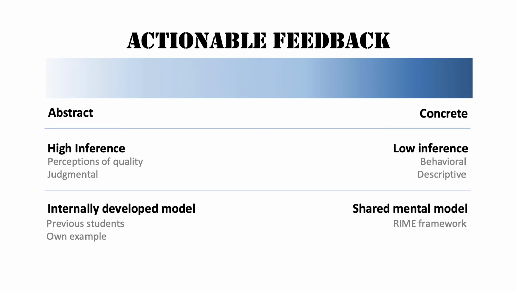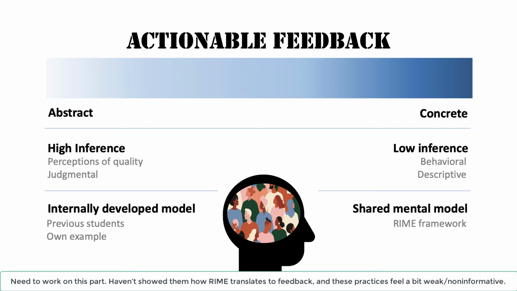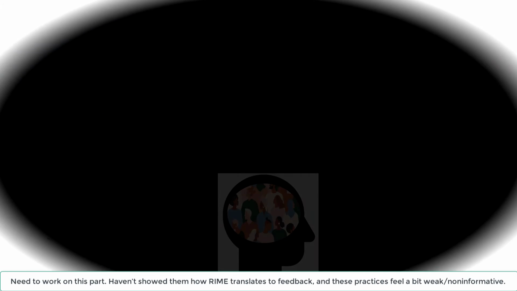A critical element to develop feedback that's concrete and low inference is to use a shared mental model, like the RHYME framework, as the gold standard for what you're developing feedback on. This means that you're not using an internal model that you've developed on your own based on students that you've had in the past or what you think is best based on your own behavior. Additionally, an internally developed model will be much more prone to biases, like recency bias, where you just remember your most recent students, or your own implicit biases.